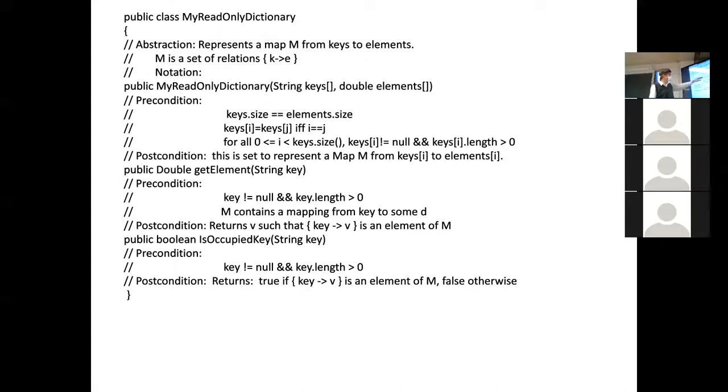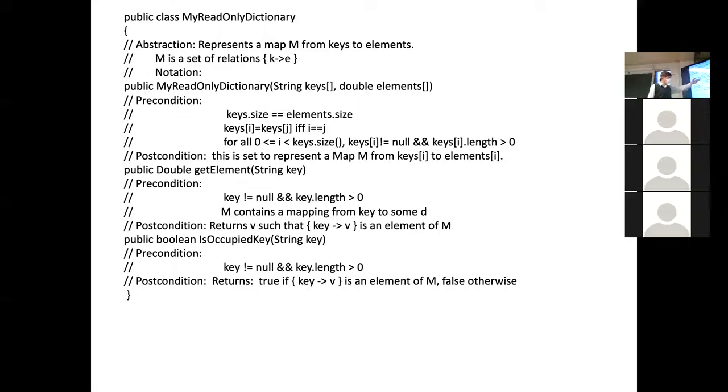And then for all keys, for all indices, which need to be the same number as the elements too, the keys are not null, right? And the string is not null, and the string is not an empty string. Great, that's what that specifies. Then the postcondition says it's set to represent a map from keys to elements. Okay, great.